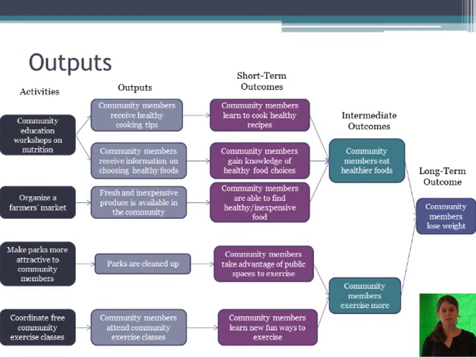Then we'll put in the outputs, so community members are receiving healthy cooking tips, and they're also receiving information on choosing healthy foods from those workshops. Fresh and inexpensive produce is available in the community from the farmers markets. Parks are cleaned up because we focused on making parks more attractive to community members. And community members attend free exercise classes because they've been offered.